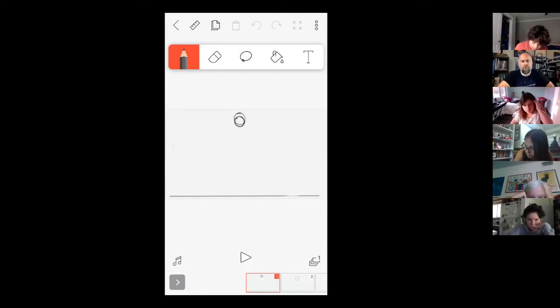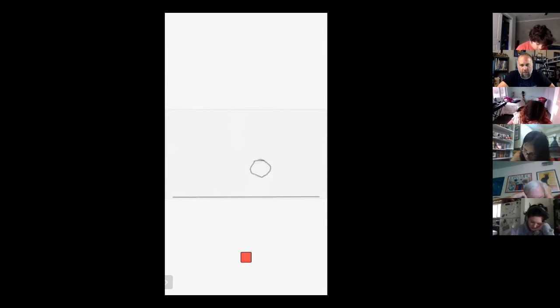I only did like 2 frames. Oh, I did 1. You know what? I think I did 1 frame, and then I forgot to go to the next frame. But here's the ball bouncing.